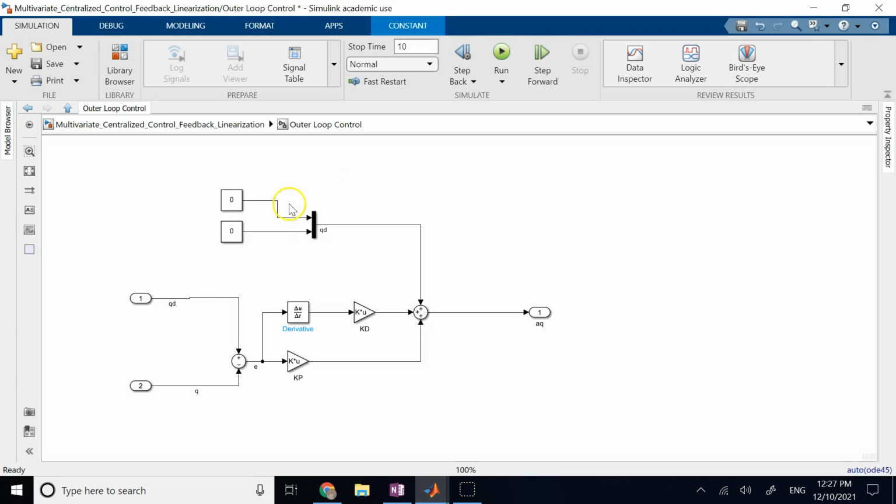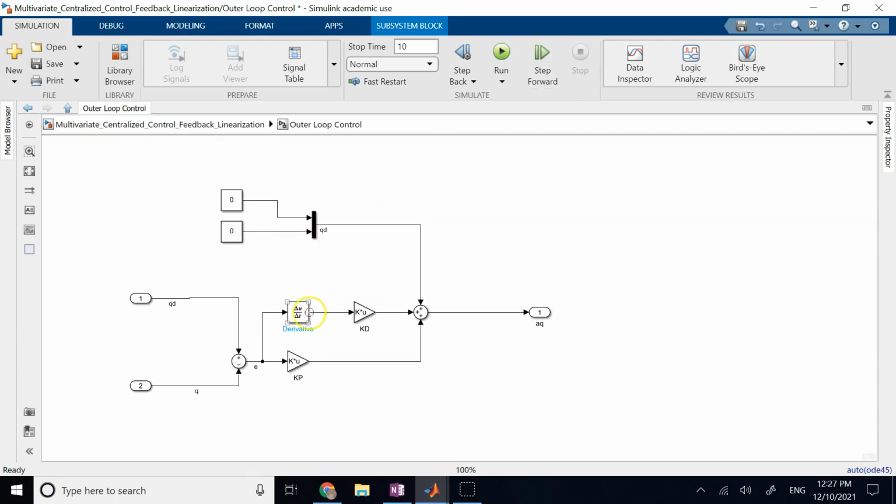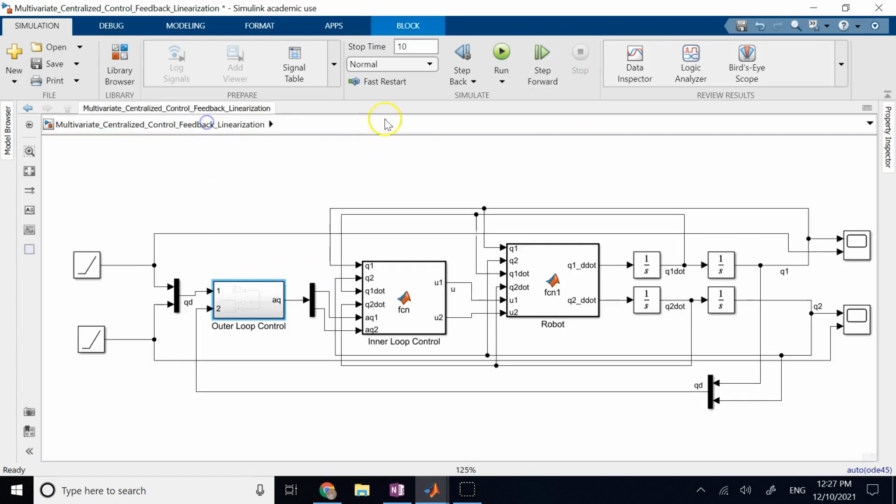So since I know the double dot derivative for both of them is 0, instead of using the double derivative I use two constants. This allows me to simulate without any problem. If I still use the double derivative, it would stop the simulation very fast and say, hey, I could not move forward. So know the limitations of this derivative block.